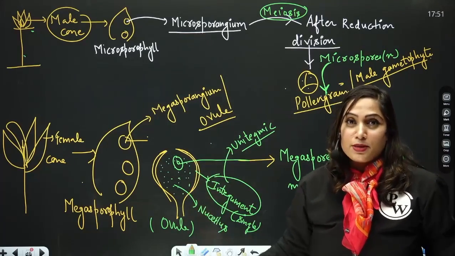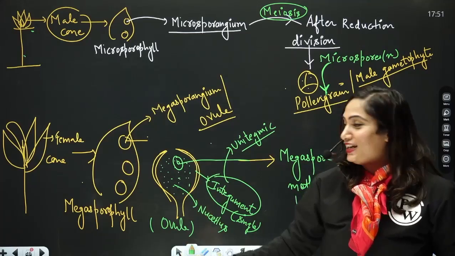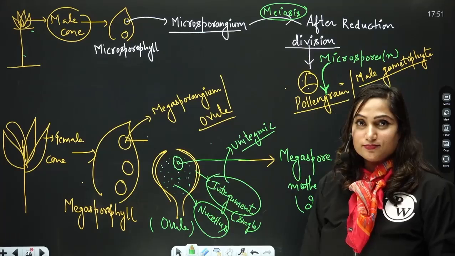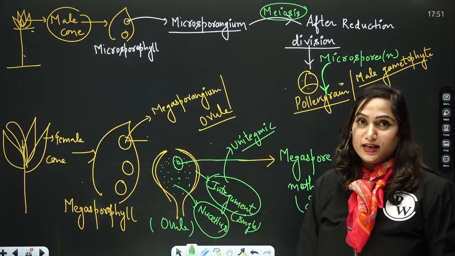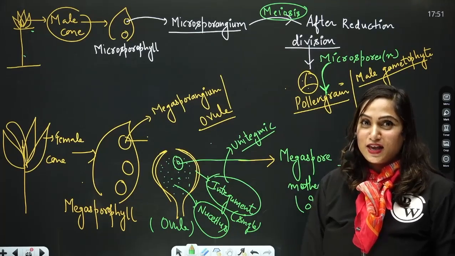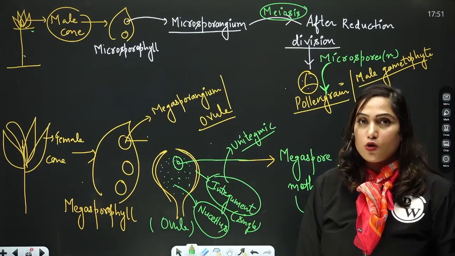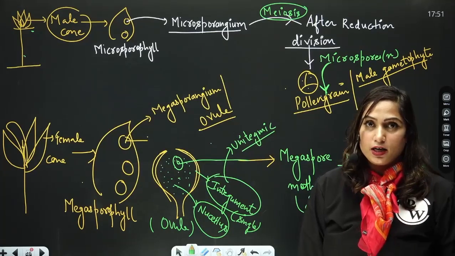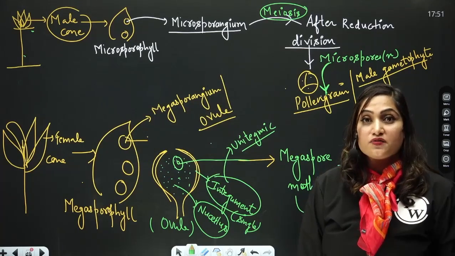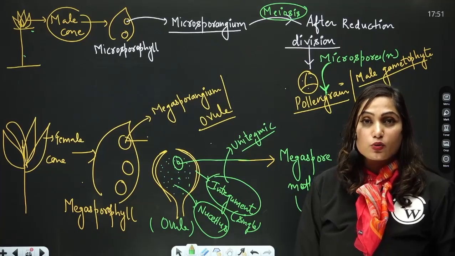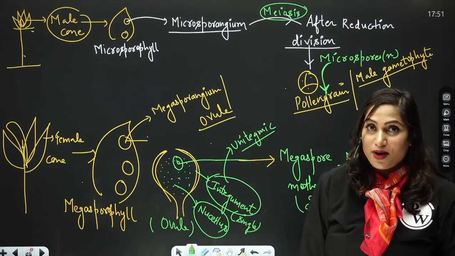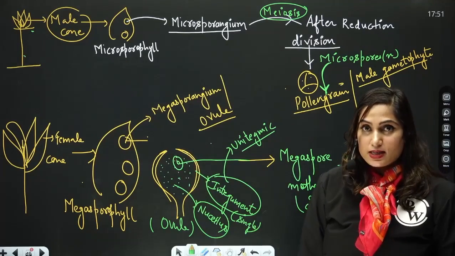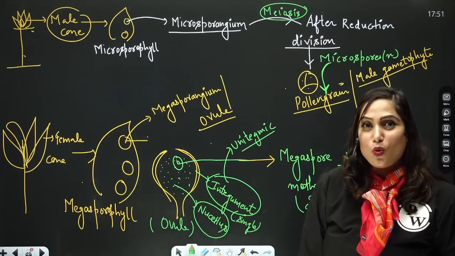And inside the integument, there is a mass of cells. There is parenchymatous tissue filled in, and that is called nucellus. This is ovule. Integument, and inside integument, nucellus. Okay. So if the nucellus is not surrounded by integument, you cannot call it ovule. You will just call it megasporangium. But in case of gymnosperm, we call megasporangium as ovule because here the nucellus is surrounded by integument. So this composite structure, when nucellus is surrounded by integument, can be called ovule.